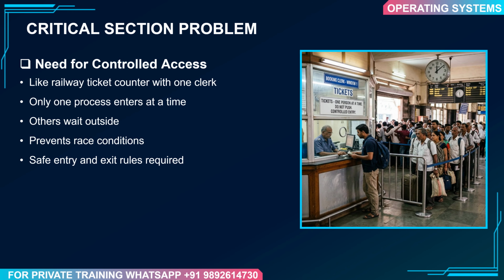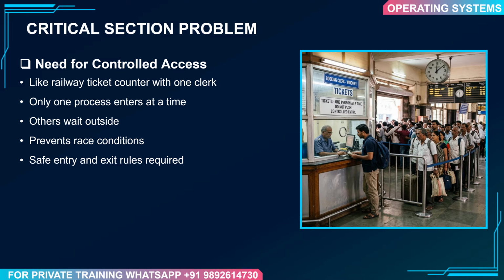Now think of a railway ticket counter with only one booking clerk. Many passengers may be waiting, but only one person can stand at the window and book at a time. If everyone pushed forward together, bookings would be wrong, payments would clash, and confusion would follow. The operating system treats shared resources in a similar way. It must ensure that when one process is using the critical section, others wait outside. Once the first process finishes, another one may enter. This controlled entry prevents race conditions, which we discussed earlier as situations where final results depend on unpredictable timing.